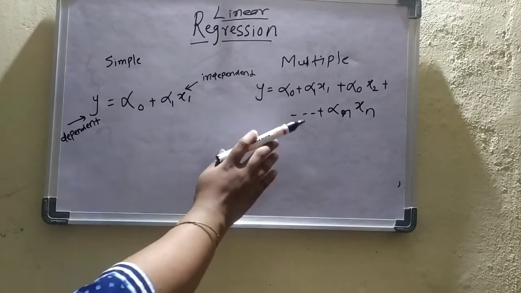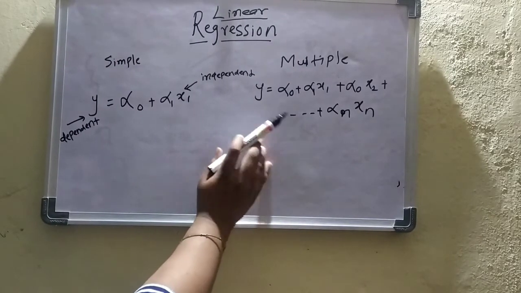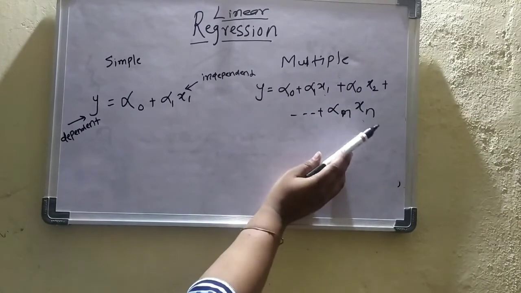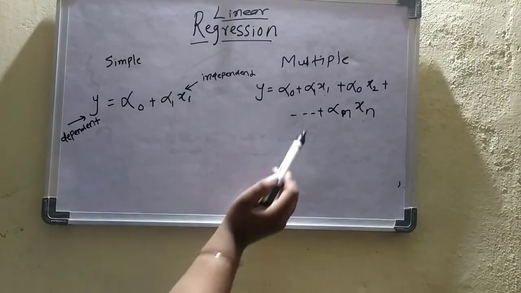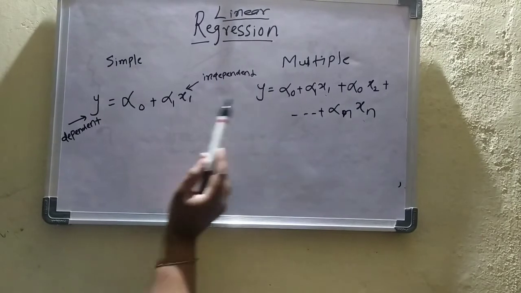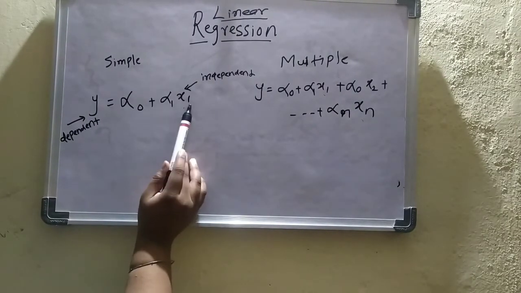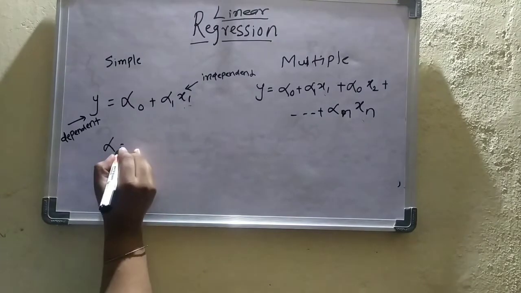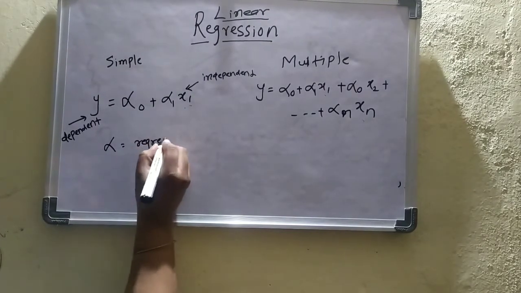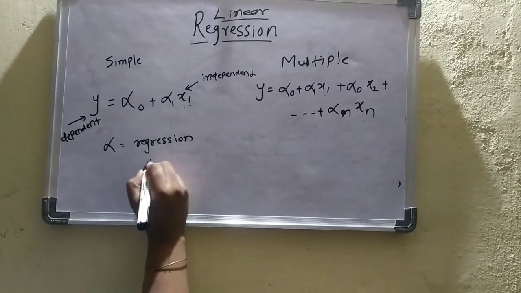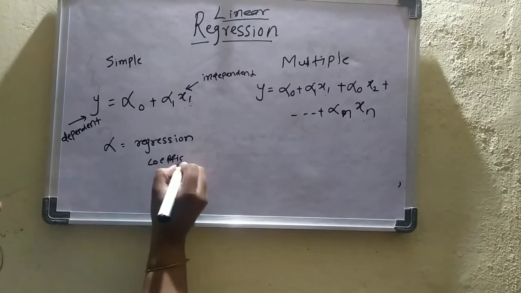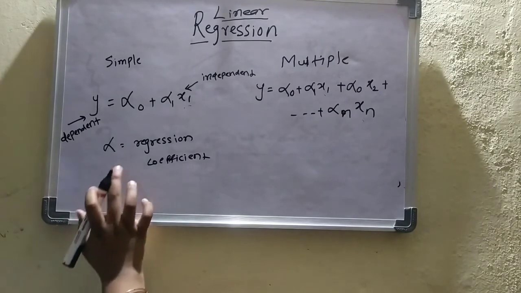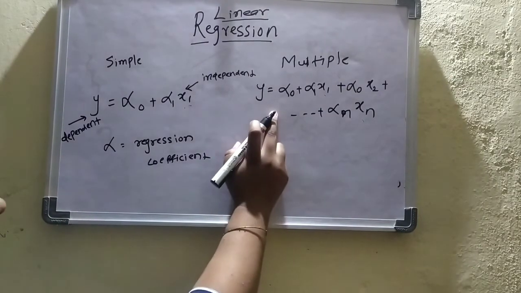So similarly, in case of multiple linear regression, y is the dependent variable and x1, x2, xn are the independent variables. So here there are multiple independent variables, whereas in simple regression there is a single independent variable. So what is alpha? Alpha is the regression coefficient. In the further videos we will see how to find out the regression coefficient. So here alpha is the regression coefficient, same as here.